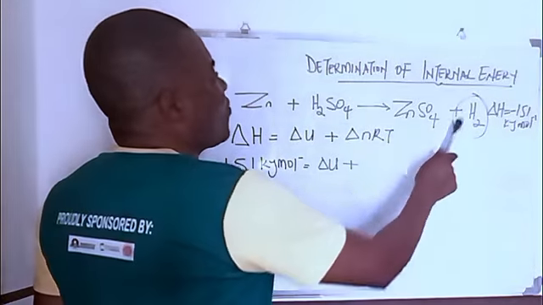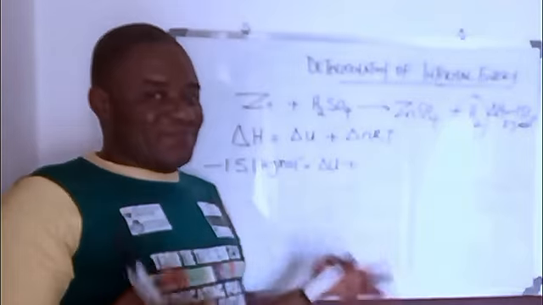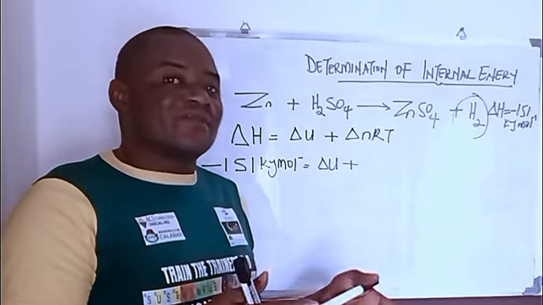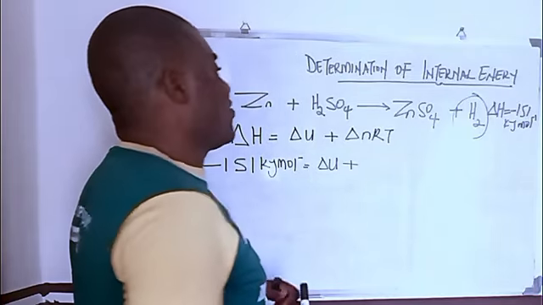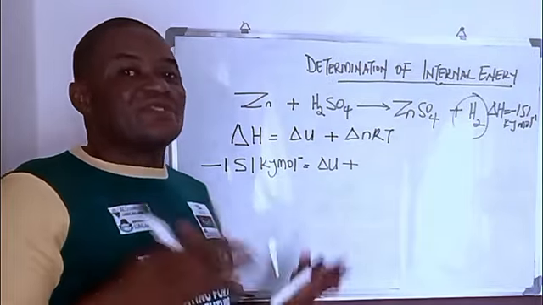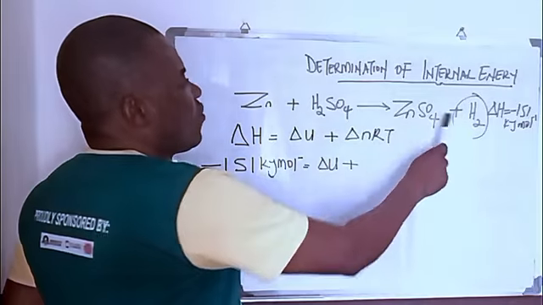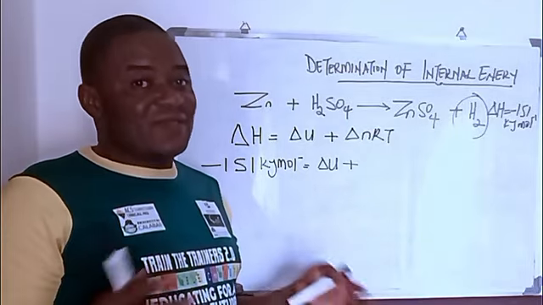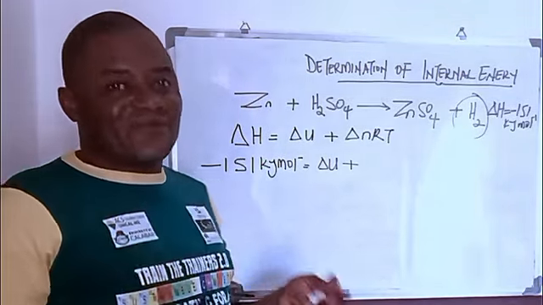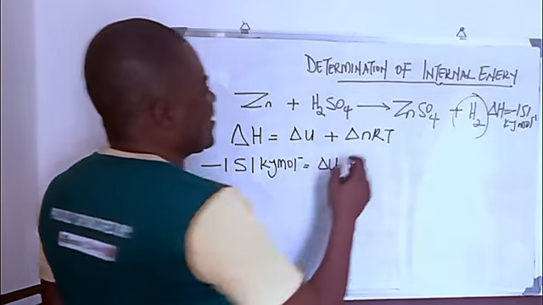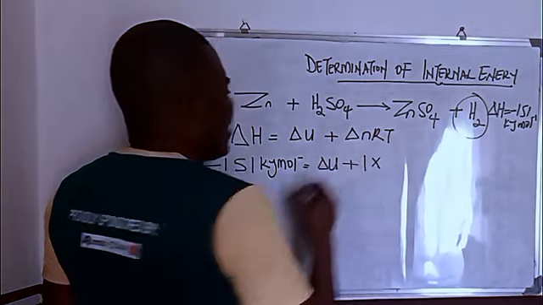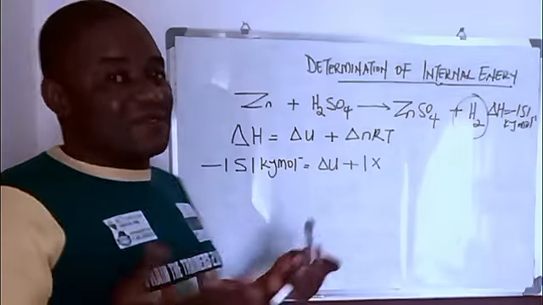It is only 1 mole of hydrogen that is being given off in the course of this reaction as the product of this particular chemical reaction. That means that the change in n is just 1, because it's only 1 mole of hydrogen gas that is released at the end of the chemical reaction. Therefore, the change in n will be 1 times R and T, which are basically constants.